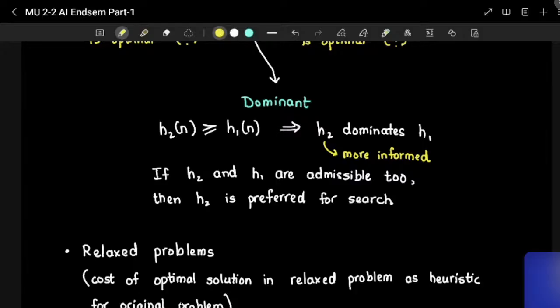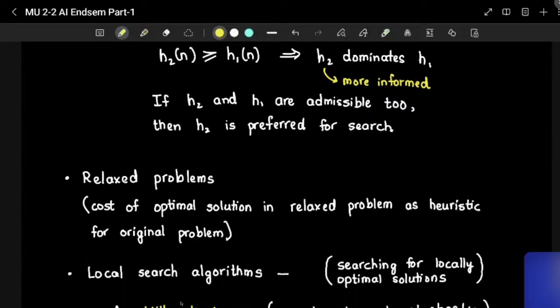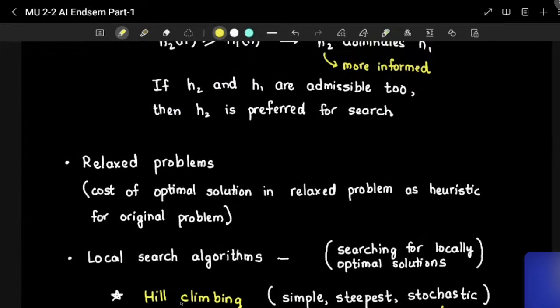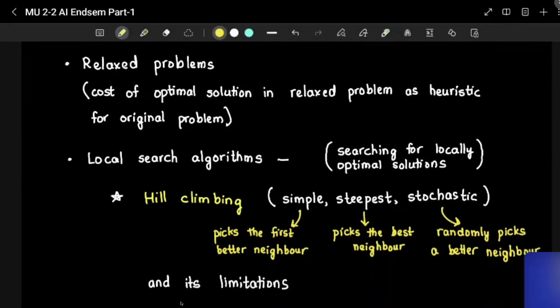But one more thing is, if H2 is dominant, and if both H1 and H2 are admissible, it means they are not overestimating. So if it is admissible, then H2 is preferred for search. It will give you better results. For this one, I don't think you need any proof. You can think about it. It seems commonsensical.